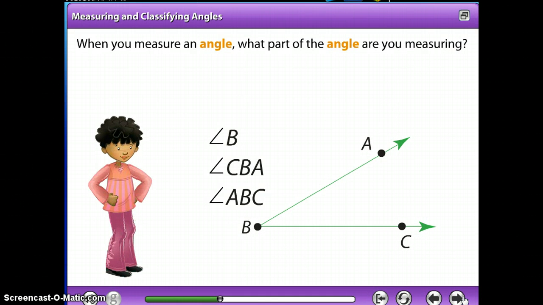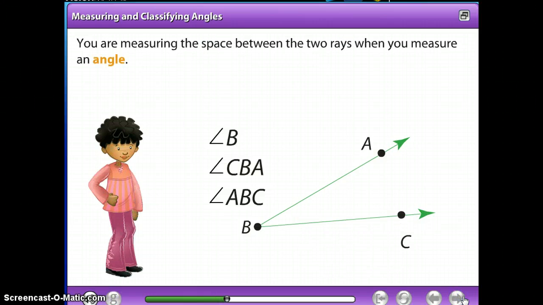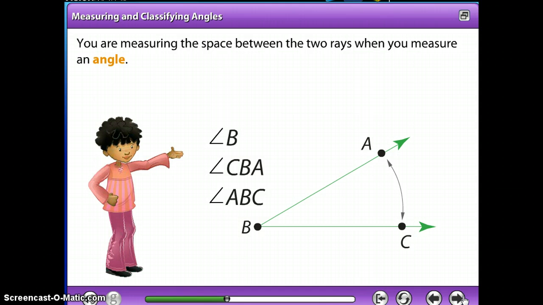When you measure an angle, what part of the angle are you measuring? You are measuring the space between the 2 rays. Okay, so the measurement that we get, that degree, is the space between the 2 rays, the part that's farther apart. So if this makes a perfect square, does anybody know what that angle degree is? If it's a square angle?